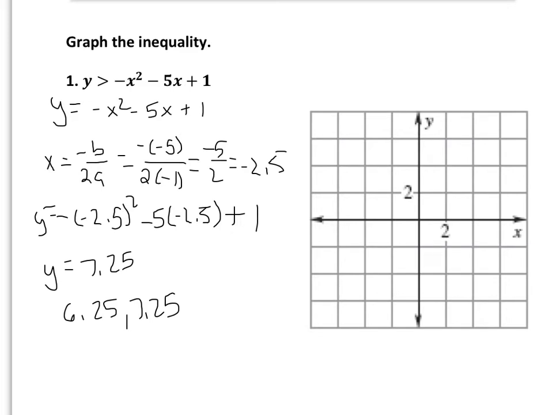So go over 2, 4, 6, and up. So 6.25 would be right about there. And then 2, 4, 6, 7 would be about halfway, so it would be right about there. Now you can erase this. So there's our vertex. It opens down.